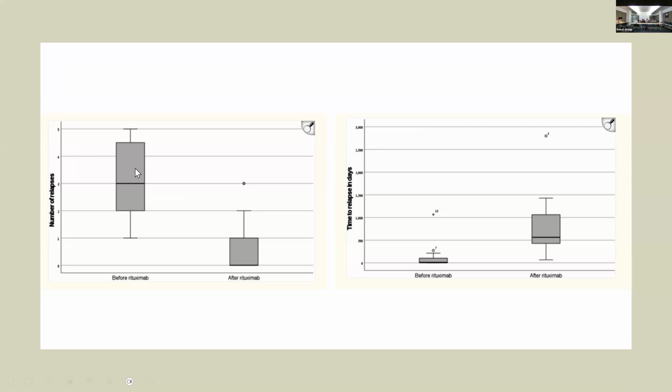This is their funny little graphic. So before rituximab, the number of relapses was 2 to 4.5. After, it drops to like 0 to 1. And then this is the time to relapse in days, before rituximab, after rituximab.